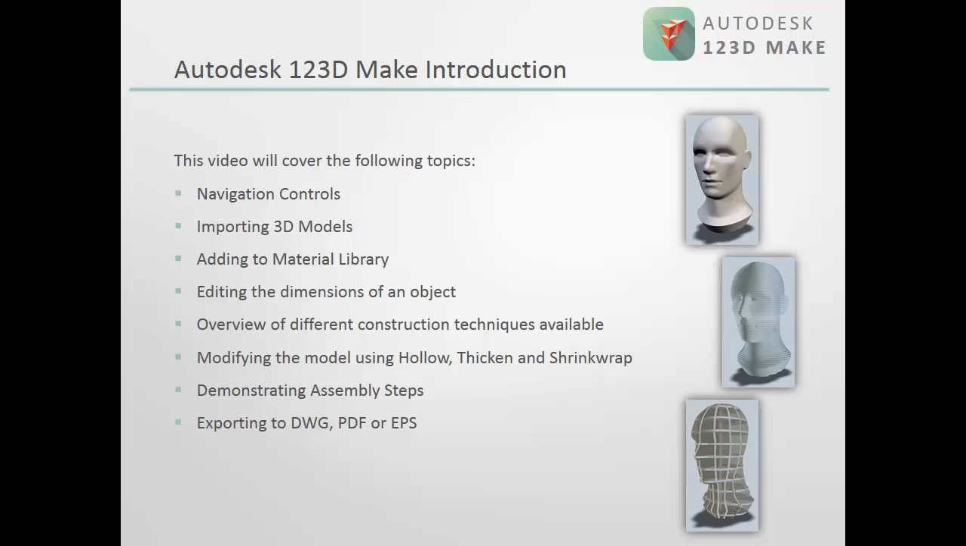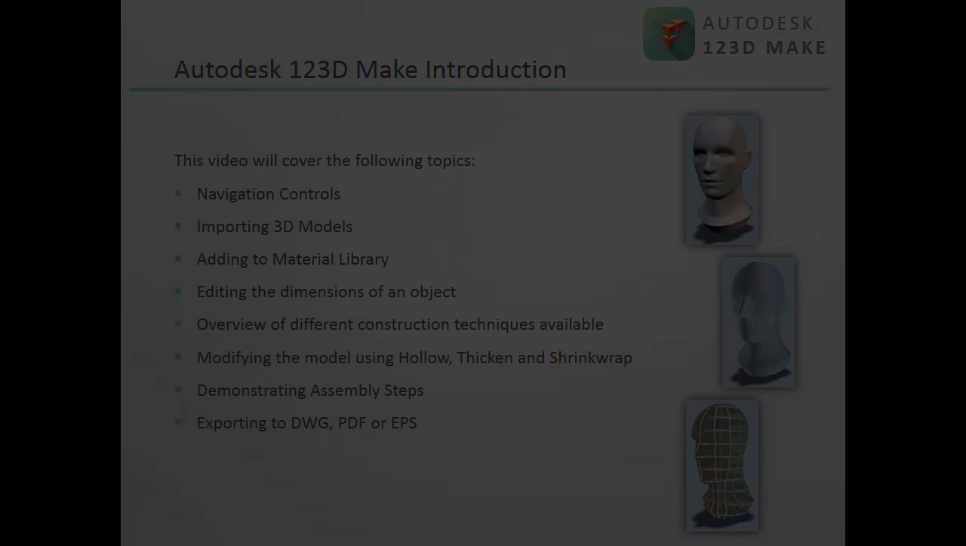This video will cover a number of topics, including navigation controls, importing a 3D model, adding material to the library, editing the dimensions of the object that you are working on. An overview of the different construction techniques will be given, the ways to modify the model using hollow, thicken, and shrink wrap will be explained, the assembly steps will be demonstrated, and finally I will show you how to export the nested sheets to DXF, EPS, or PDF.